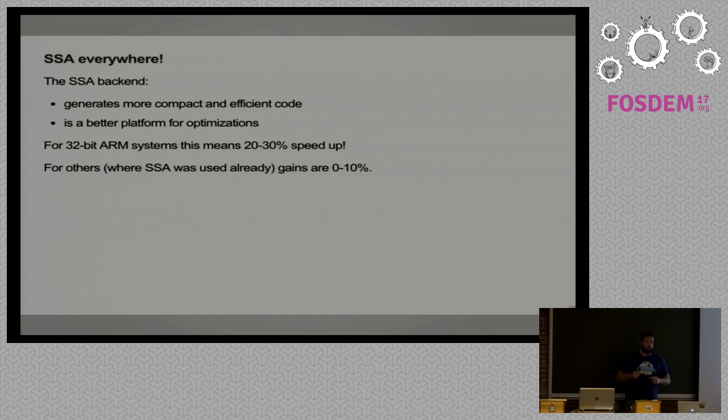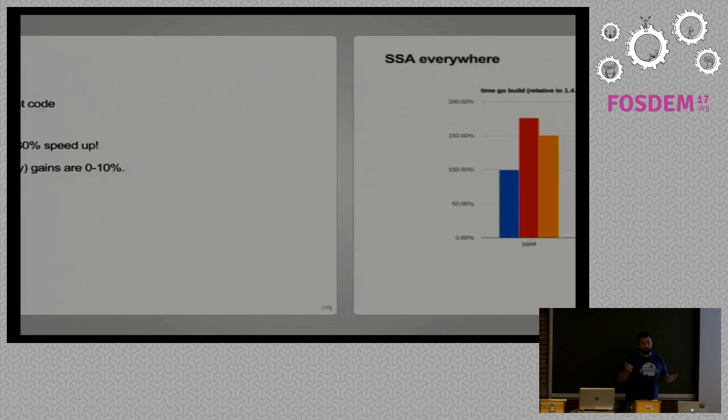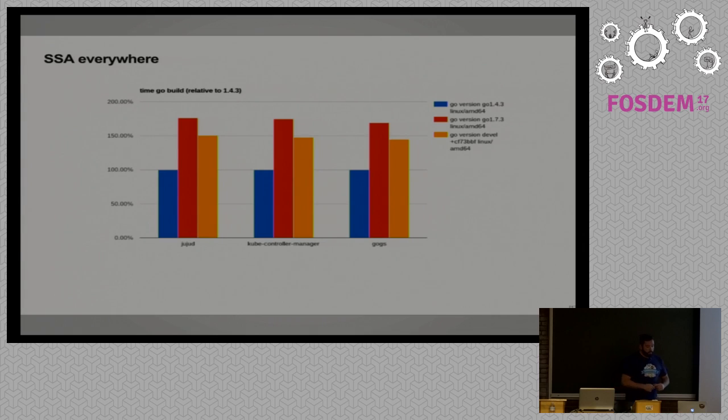Also, if you were running on 32-bit ARM, you were not using SSA until now. Now you will be using it, and you will see speedups of up to 30%, which is really nice. If you were using SSA already, it's a little bit faster because it's Go 1.8, but the Go compiler is also faster. Running go build on a bunch of really big projects, it is way faster than Go 1.7, but not as fast as Go 1.4. And we'd like to get there one day, but we're working on it. We know, like we keep on saying, oh, the Go compiler is so fast. And then we're losing that a little bit, so we're working on that too.